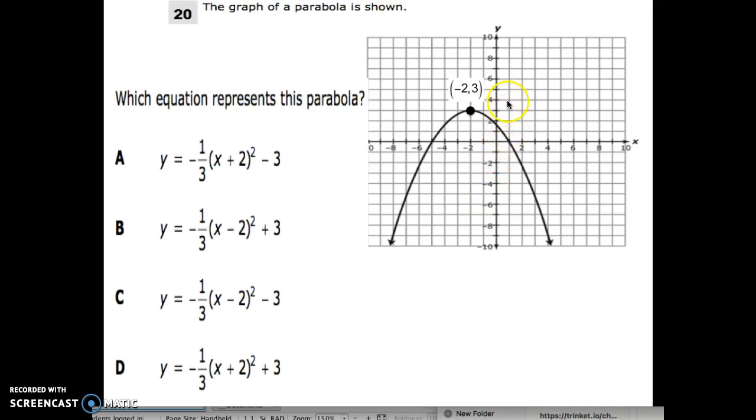And now I'm going to leave you here telling you that if you know the vertex, you should be able to find out which of these equations has the correct vertex just by looking at it. But if you're not able to, then you're going to have to graph every single one and use menu 5.1 and check that it has the correct vertex.